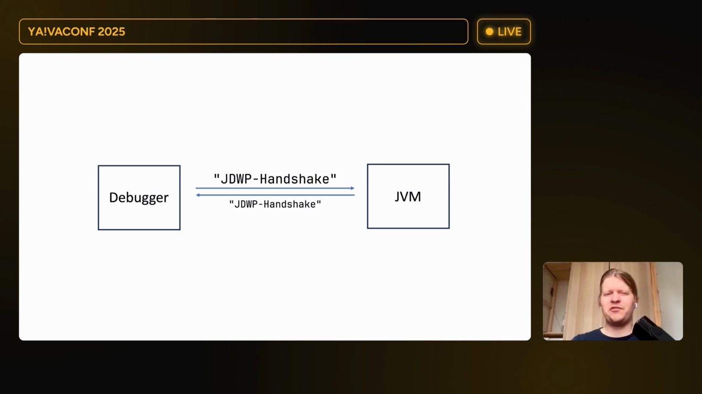And so it tells the JVM, hey, here's a handshake. And then the JVM is like, oh, I give you back the handshake. And then both know, okay, that's a debugger and that's a JVM. That's pretty cool. And next, the packets.